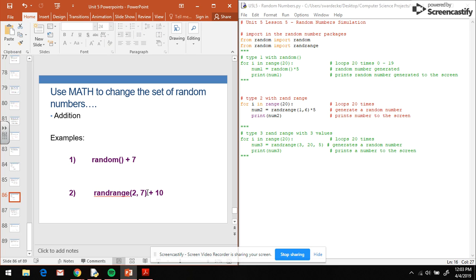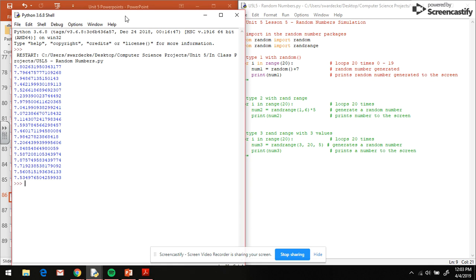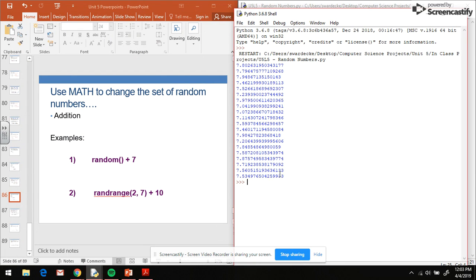Now what we're going to do is we're going to look at addition. So we're going to change this a little bit. Again, we're going to take our comments and take them out there. And we're going to focus on random plus 7. So notice here I'm going to take random plus 7. So I'm not multiplying by 5 anymore. And when I run this code, what I notice is that everything has an integer part here of 7, and nothing goes above 7.